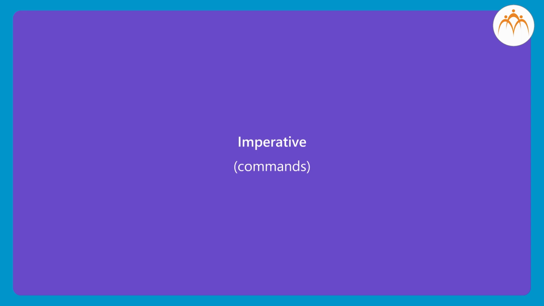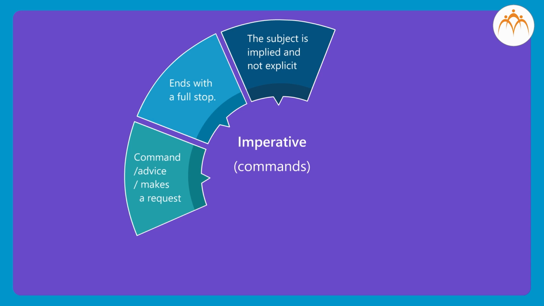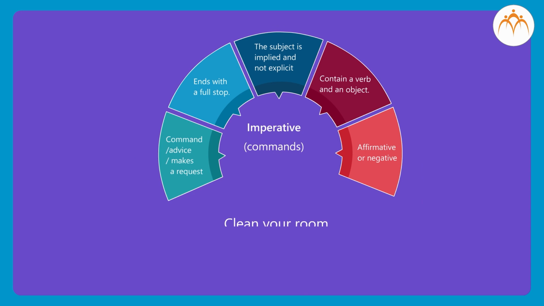Now, imperative, that is commands. An imperative sentence gives a command or advice or makes a request. Like the declarative sentence, it ends with a full stop. The subject is implied and not explicit in the imperative sentence. It must contain a verb and an object. It can be affirmative or negative. For example, clean your room or do not eat junk food.